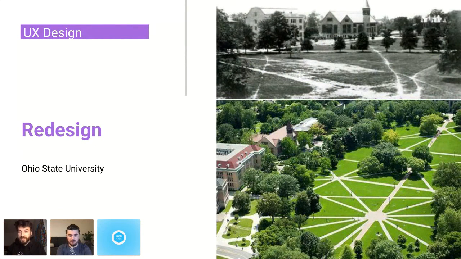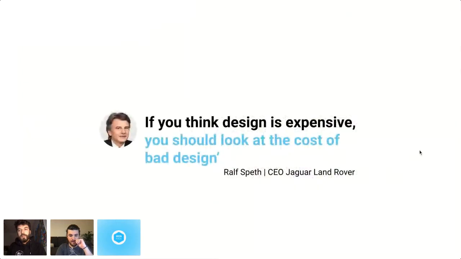So this is what you can do: yeah, put a fence, remove it. Plant beautiful flowers. That can be a solution. But yeah, I mean, maybe you should just redesign. This is the point. So if you think the design is expensive, you should look at the cost of bad design.